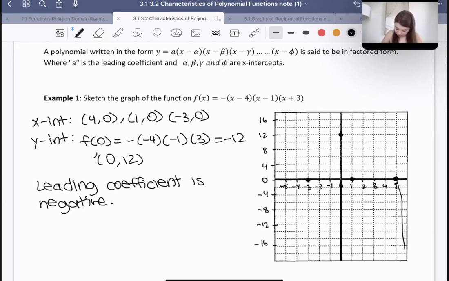So here I'm going to draw a line going downwards forever. And then up here I'm going to draw a line going upwards forever. Because as x approaches negative infinity, y approaches infinity, right? We know that because we know that there's a negative leading coefficient, and we know that the degree of this polynomial is degree 3, right? There's 3 x values here.